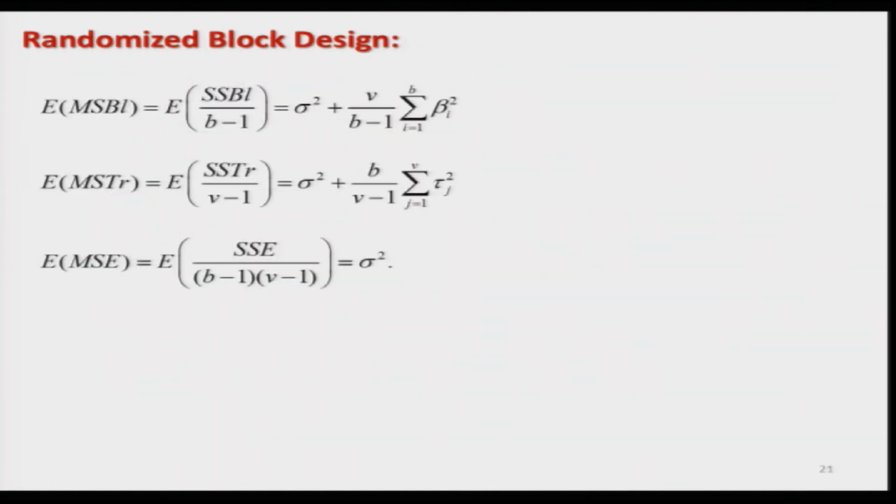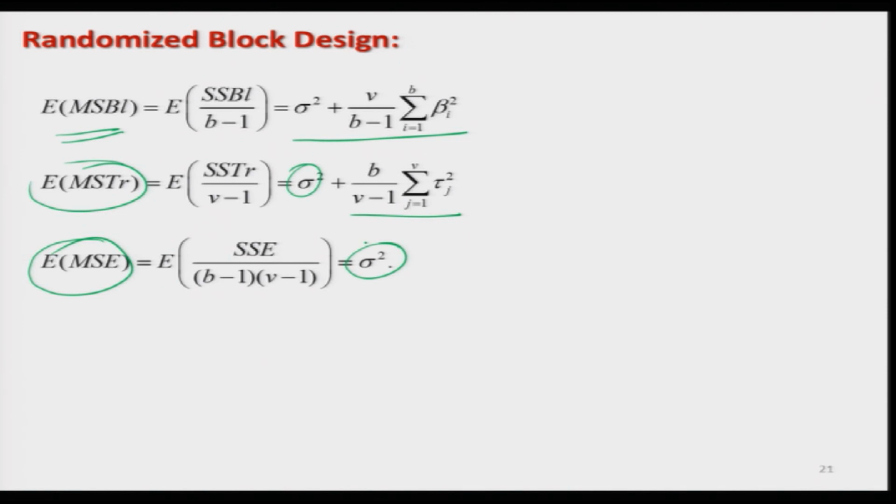to accept or reject the null hypothesis. Similarly, you can find the expectation of the different mean squares. I am not giving you the proof, because it is very similar to what we have done earlier in the lectures. The expected value of MS block comes out to be sigma square plus v upon b minus 1 summation beta i square, the expected value of mean square due to treatment comes out to be sigma square plus b upon v minus 1 summation tau j square, and the expected value of MSE comes out to be the same as sigma square.